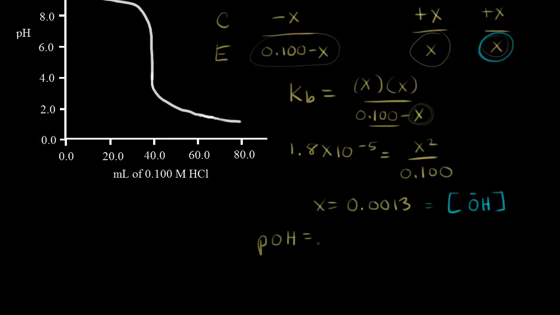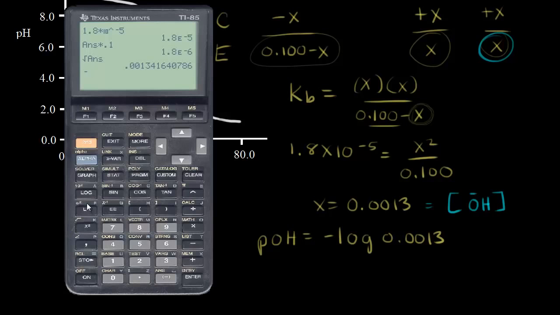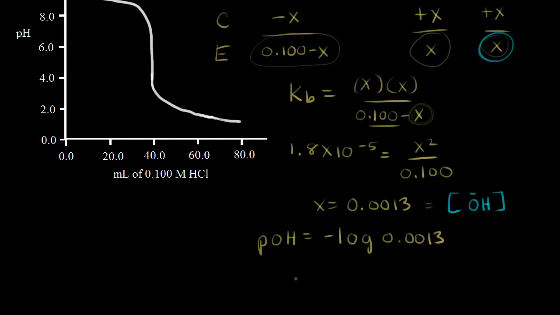If we have the concentration of hydroxide ions, we can find the pOH, because the pOH is equal to the negative log of the concentration of hydroxide. So the pOH is equal to the negative log of 0.0013. And let's get out the calculator and do that. Negative log of 0.0013 is equal to 2.89. So the pOH is equal to 2.89.